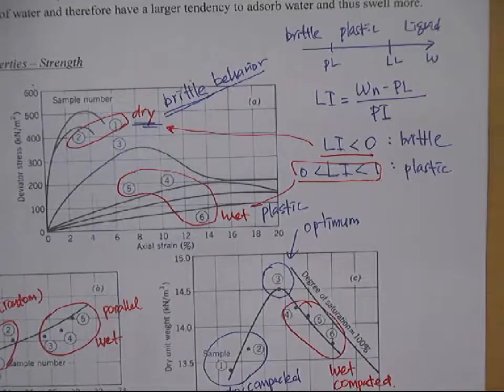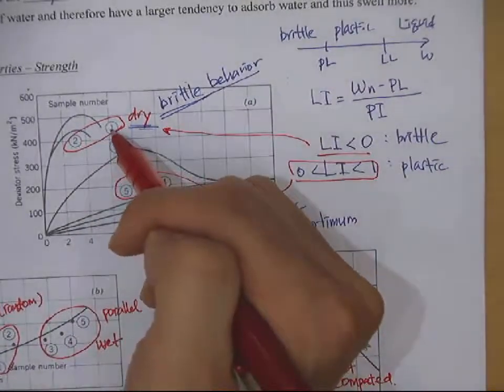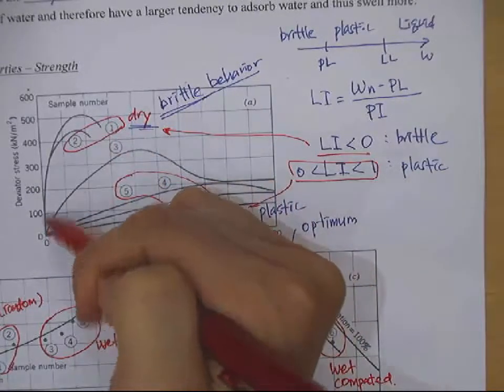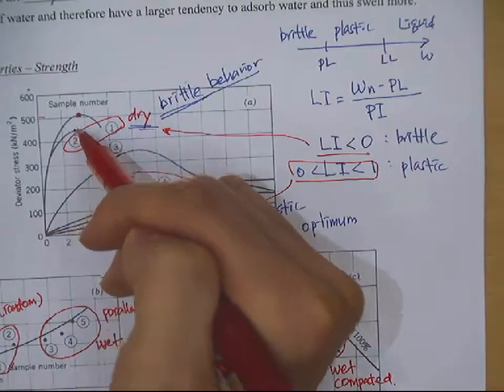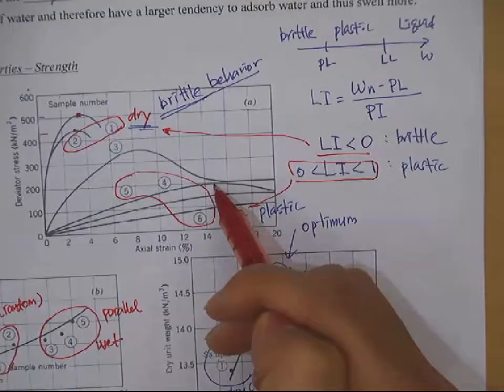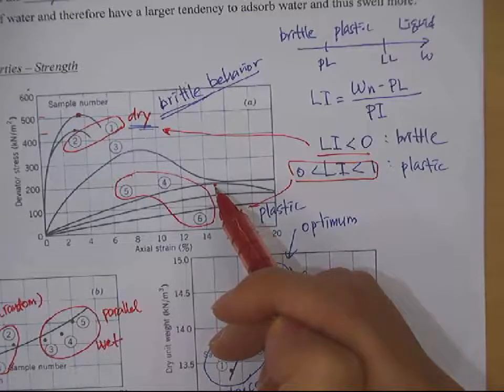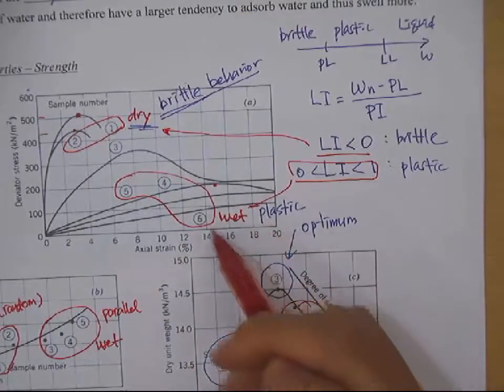No, the graph says the result. It's telling you the result. The first graph shows that sample number 1 can resist this amount of stress, 500. And number 2 can resist about 450. And what about the wet soil here? Probably this is the maximum, right? Number 4 is about 200 kilonewton per square meter, so that's about 200 kilopascal. Number 5 is about 150. Number 6 is about 100.